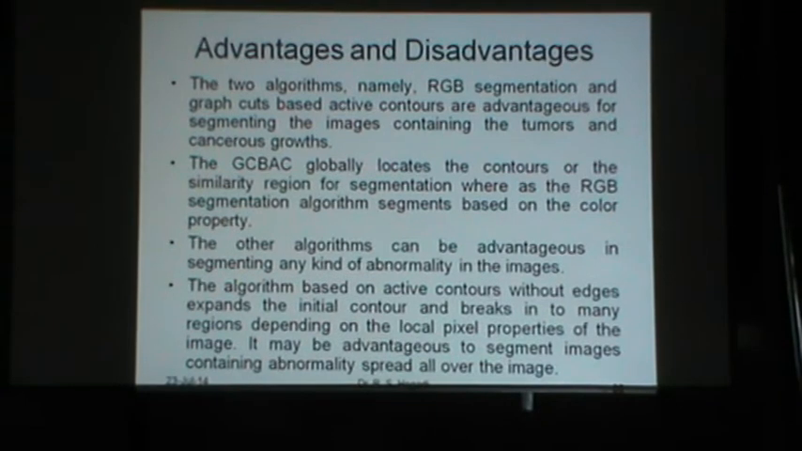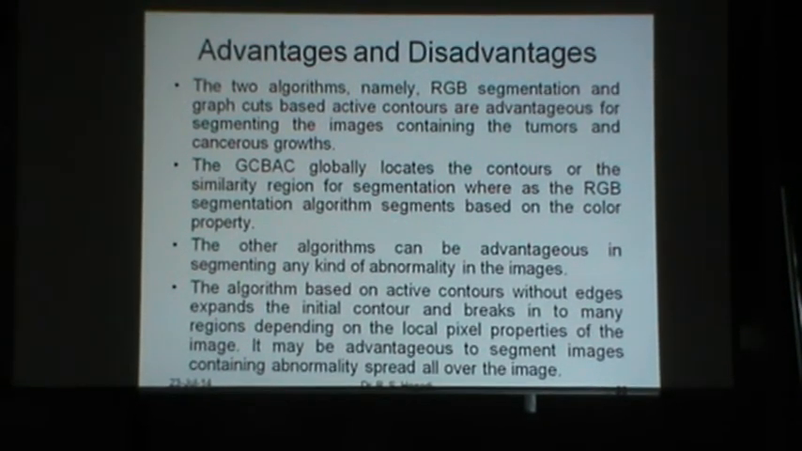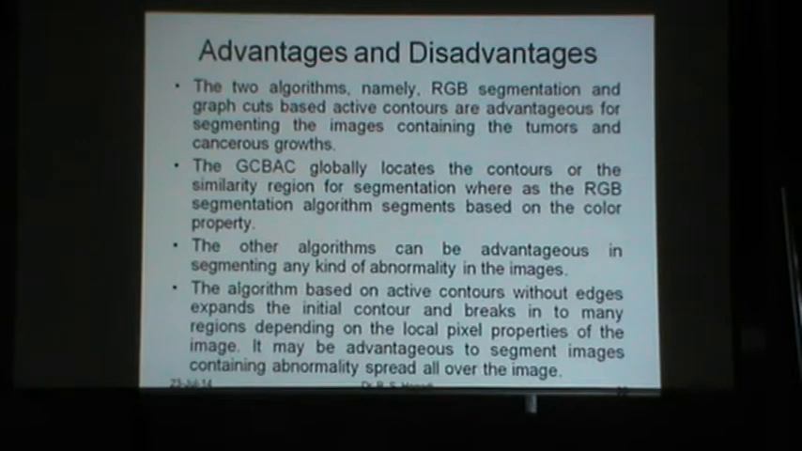Now let me brief you on the advantages and disadvantages of these techniques. The two algorithms, namely RGB segmentation and graph cut based active contours, are advantageous for segmenting images containing tumors and cancer growths. Based on the entire work I have carried out, whenever I am focusing on tumors or cancer growths, two techniques are very effective: RGB segmentation and graph cut based active contours.